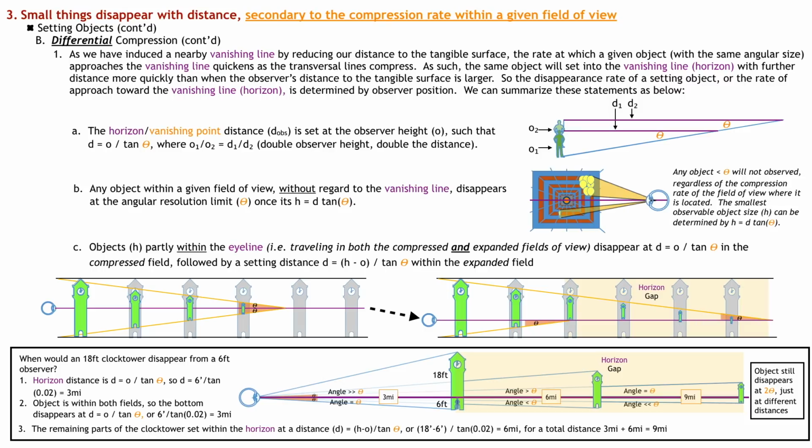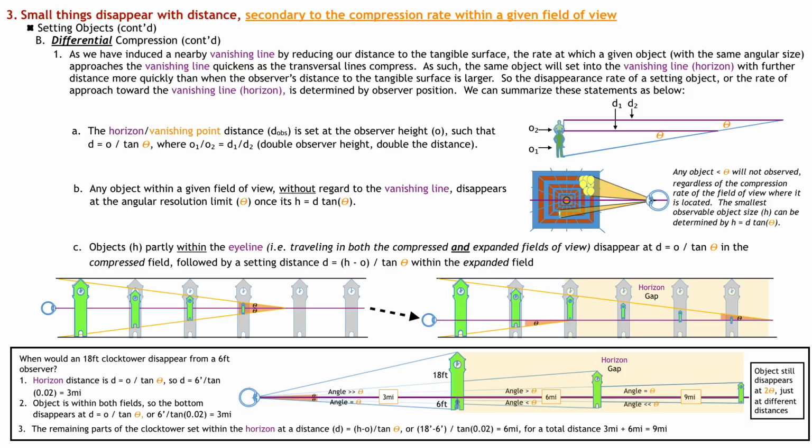So the object is within both fields, so the bottom disappears at d equal to observer height divided by tangent theta. Again, the bottom 6 feet of the clock tower is going to disappear at 3 miles. Now we're left with what's remaining. Once that clock tower gets to the 3-mile mark, we're only going to see the top 12 feet of the tower. So the remaining parts of the clock tower set within the horizon distance at d equal to h minus o divided by tangent theta, or 18 minus 6, which is 12, divided by the tangent of theta, and that's at 6 miles. So for a total distance of 3 plus 6 equal to 9 miles. So this 18-foot clock tower will completely disappear below the purple line 9 miles away. So again, the object still disappears at 2 theta. It just occurs at different times.